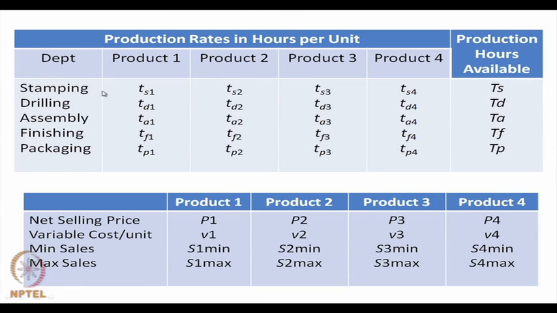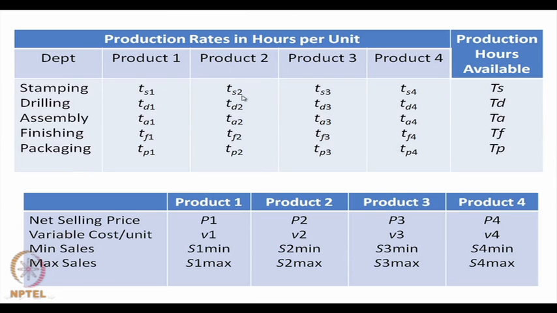And in a year or in a month, whatever is the time for which we are making the plan, the stamping time available is Ts, the total time available in that, let us say, month. Drilling time in that month is Td, assembly time Ta, finishing time Tf, packaging time Tp. So, you can very well understand that suppose we produce product 1 x1 in number, product 2 x2 in number, product 3 x3 in number, product 4 x4 in number, then the total time consumed for product 1 in stamping is x1 into Ts1.